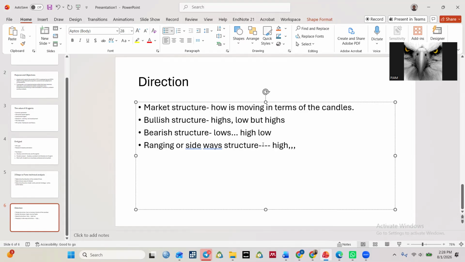And then in the ranging market, you will see something like a high, then the market comes down to make lows. Then in the next section, the market will make a series of highs again, and then a series of lows again, and it will make something like a ceiling. Like the top of a building, the ceiling, and the floor. It will go up and catch a particular level, then come down and touch a particular level down.